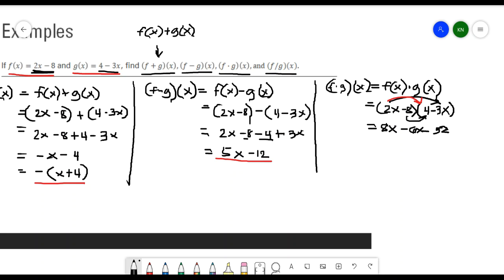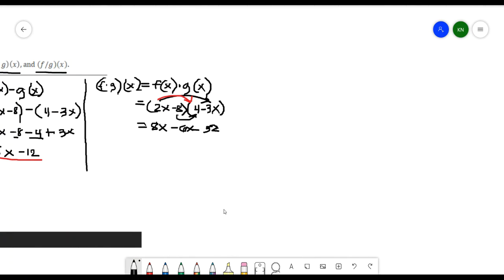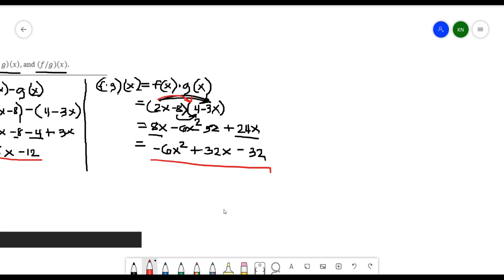And we have negative 8 times negative 3, that is positive 24x. So combining like terms, we have 8x. I'm sorry, this should be 2x times negative 3x, that should be squared, negative 6x squared. So arranging this according to the exponent of our variable, we have negative 6x squared, 8x plus 24x, that is plus 32x, and we have minus 32. So this is now the result of our f times g of x.